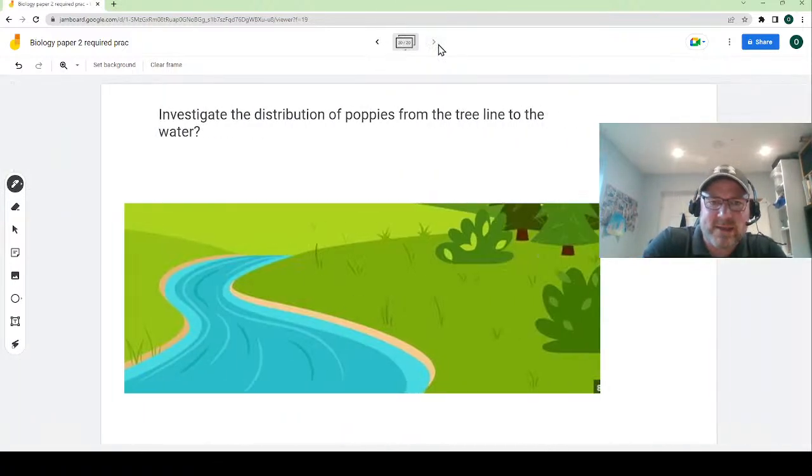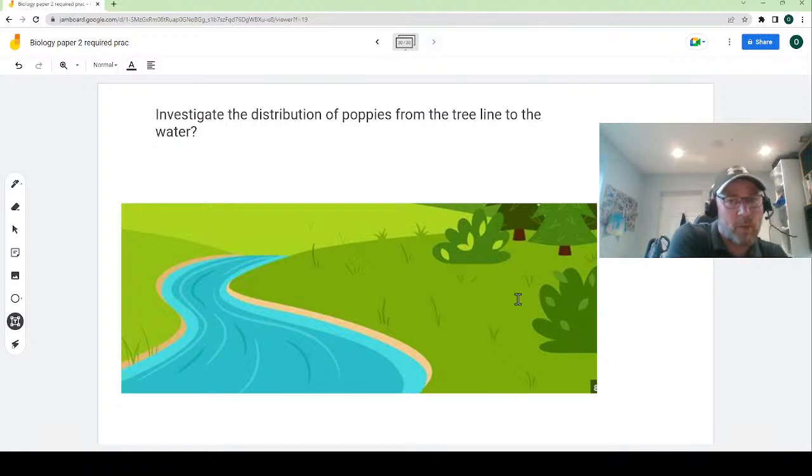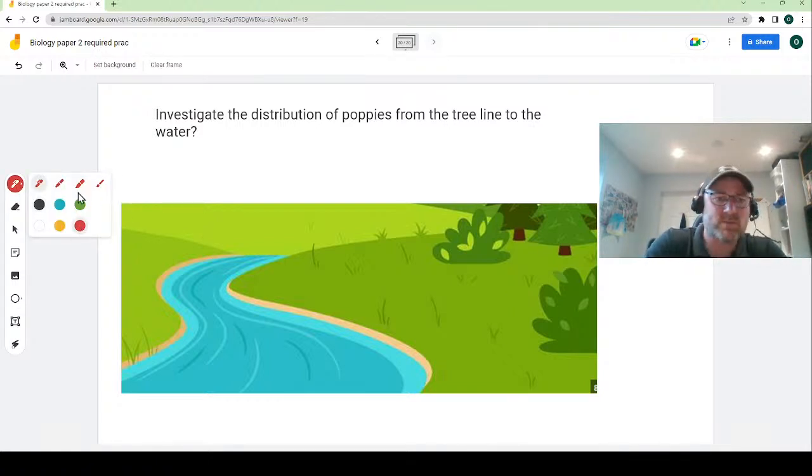Right, let's go back to this one. Investigate the distribution of poppies from the tree line to the water. So we're given 2 locations. What we're essentially asking you here is, do more poppies grow near the water or do less poppies grow near the water? So we've got poppies. They're all over the place like this.